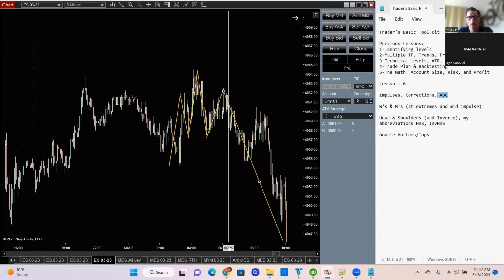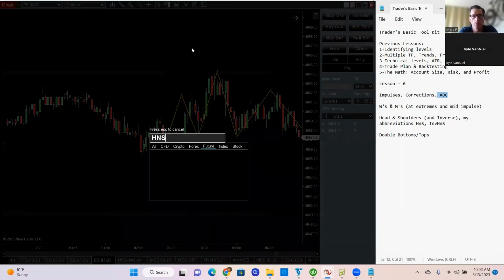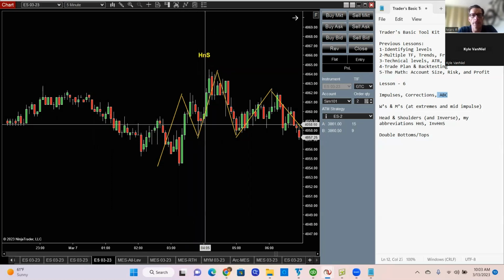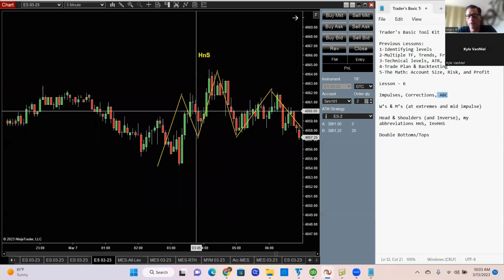So this is called a head and shoulders pattern. I usually will, if I'm ever talking about it, I'll usually note it on my chart like that. You get the same pattern, and this is shoulder right here.